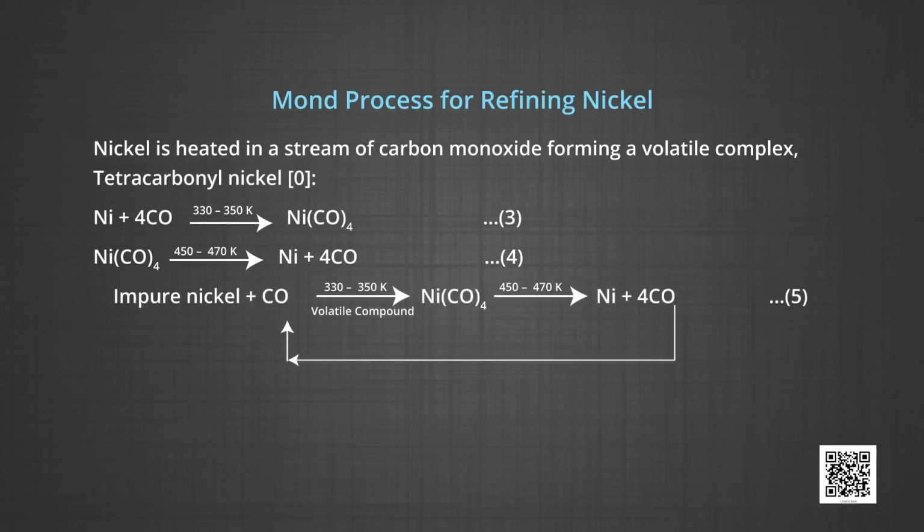The reactions of the Mond process as discussed can be seen in the flow chart, where the impure nickel reacts with carbon monoxide to form tetracarbonyl nickel, which is further decomposed to form nickel and carbon monoxide. Thus, you may see that the carbon monoxide is recycled in the process as shown.